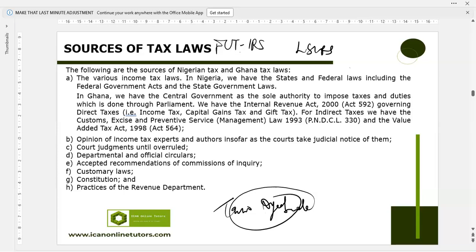Then we have departmental and official circulars. The FIRS does issue circulars. In 2020, a lot of circulars were flying around from the FIRS because they felt people's businesses were being disturbed, so let's introduce some tax incentives. In fact, since 2020, the FIRS has been giving waivers of interest and penalties for late filing, late return filing for companies and the likes. And recently, you could see them, was it not in May?